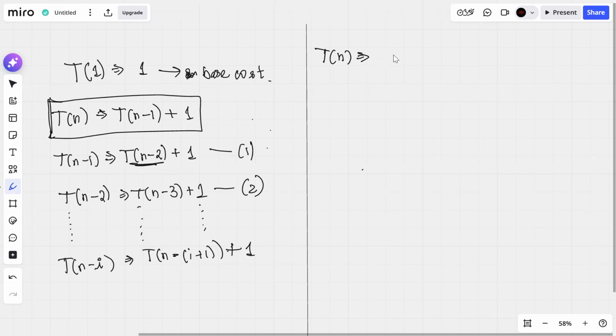t of n minus 1 replaced by t of n minus 2 plus 1 from this first equation, plus 1 from over here. That will give me t of n minus 2 plus 2. This is my t of n value as of now.